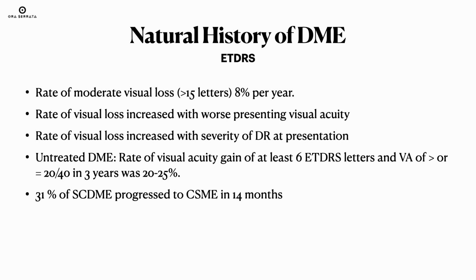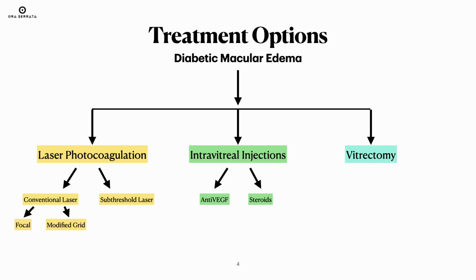In this they had seen that the rate of moderate visual loss, that is greater than 15 letters, was 8% per year for non-treated eyes. The rate of visual loss also increased with worse presenting visual acuity, and the rate of visual loss increased with the severity of diabetic retinopathy at presentation. So basically, if we do not treat eyes with diabetic macular edema, then the visual loss is greater than those in which we treat.